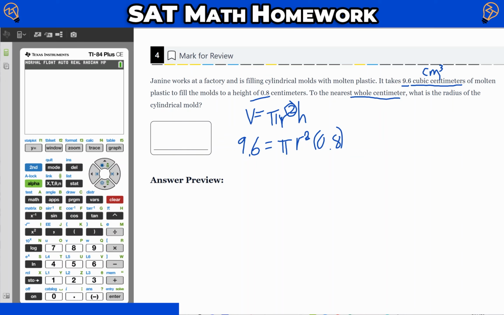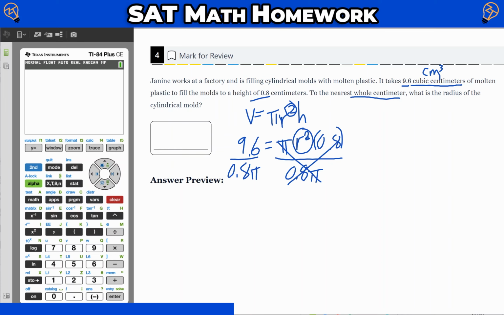So let's go ahead and get r squared by itself first, and then we can get r by itself. So we want to get rid of the 0.8 and the pi, because those are more loosely attached compared to the squared, which is the most directly attached. And so I'm going to divide by 0.8 and pi at the same time. I'll do that to both sides.